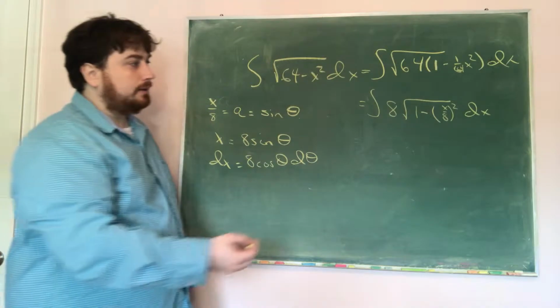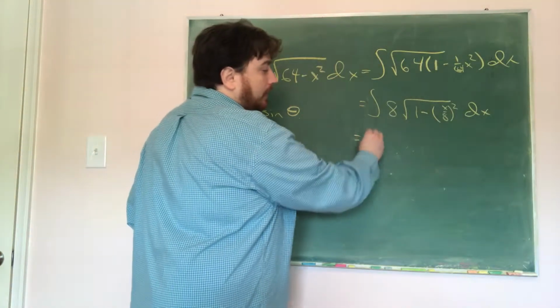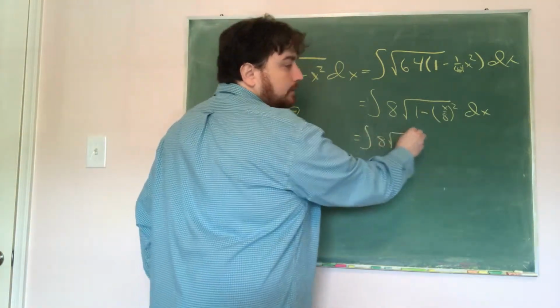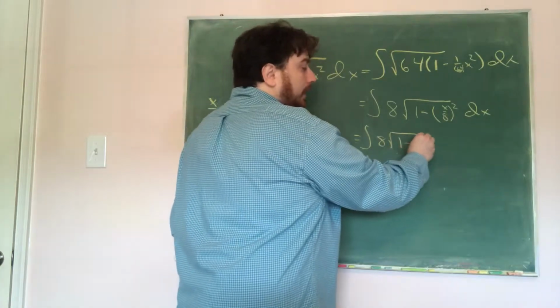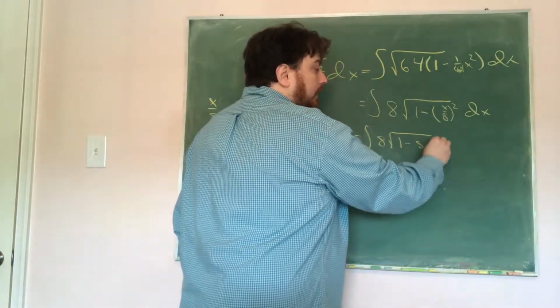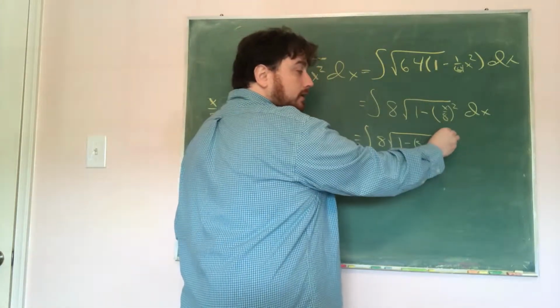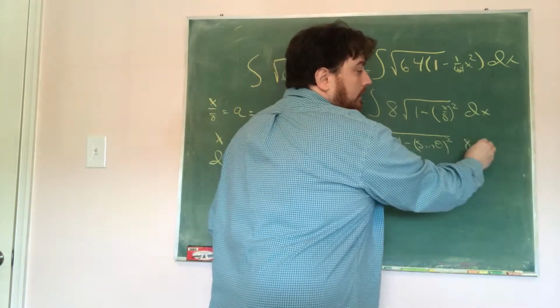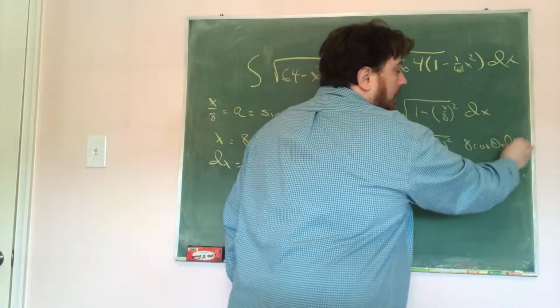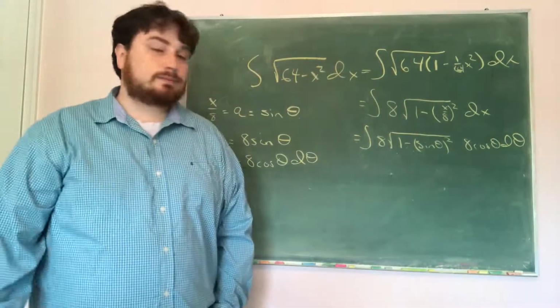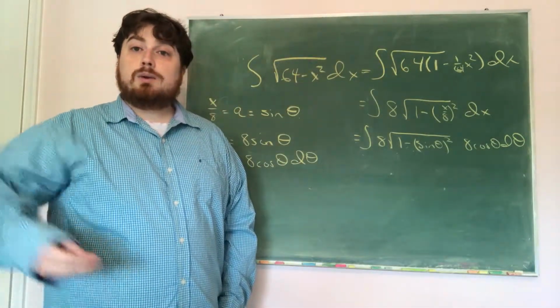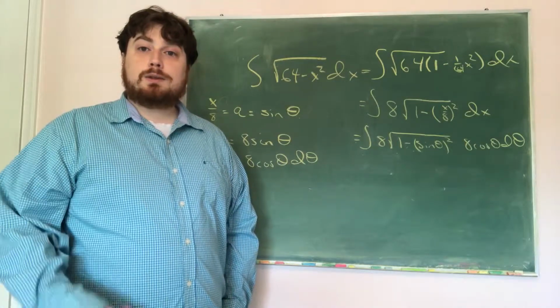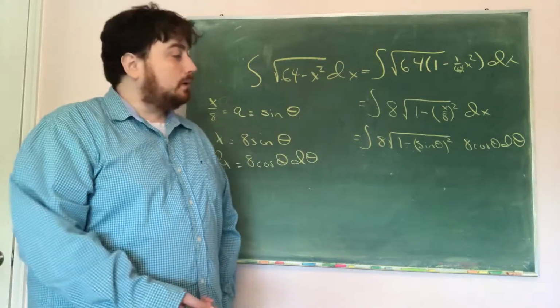And so now I'm ready to substitute that back in, and I get the integral of 8 times the square root of 1 minus sine squared of theta, because that's just x over 8 squared, and then dx is 8 cosine theta d theta. So now what we're going to do is simplify this more to see if we can get an easier integral to work with.